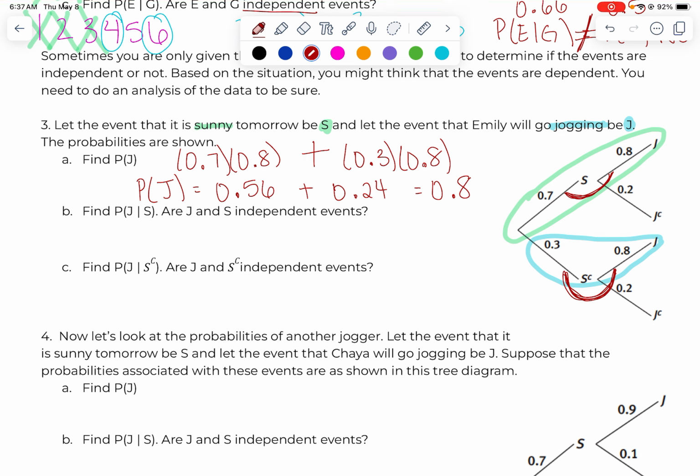Now, you're probably wondering why this is different than what we did the other day. When we're trying to find the probability of J, we have two situations that have J. So we have to take both of those into account. But also, the second branch depends on the first branch, if it's sunny or if it's not sunny. Now, part B, find the probability of J given S.